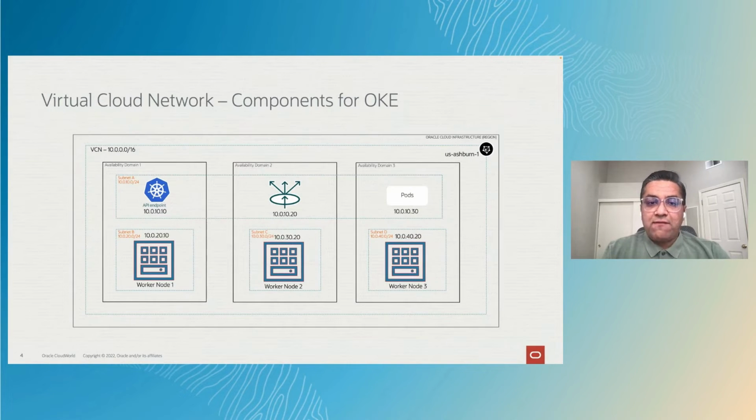So to start off with the foundations recap, here is an example region, US Ashburn 1. This region has 3 availability domains. Think of it like a physical infrastructure on which you will be deploying your Kubernetes logical components. So the primary logical component here will be your virtual cloud network, or your VCN. That is your private environment. Think of it as a virtual private data center. You decide what goes inside of that environment. You decide what that environment communicates with.